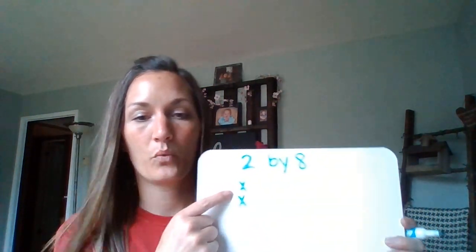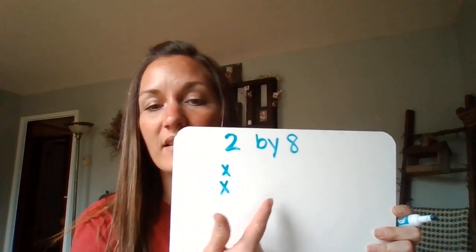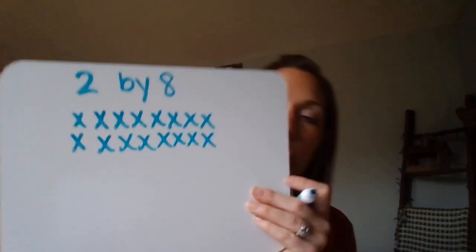Let's think about that. What would my array look like? First we know it's 2 rows, and we know that there's 8 plants in each row. I'm drawing my 2 rows right now. So I've got row 1 and row 2. Now I need to add 7 more because I already have one here to get 8. 6, 7, and 8. Okay, so now I have 2 rows of 8.